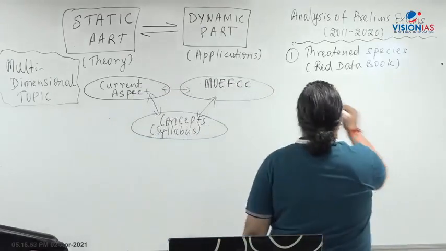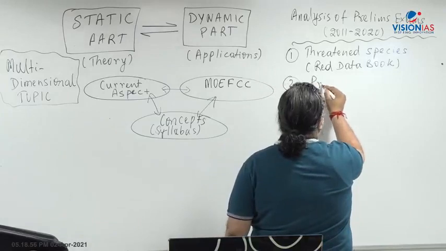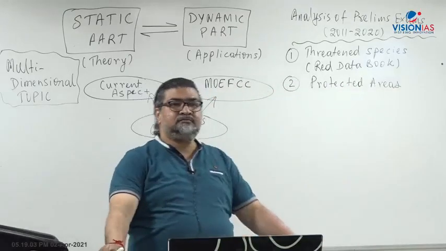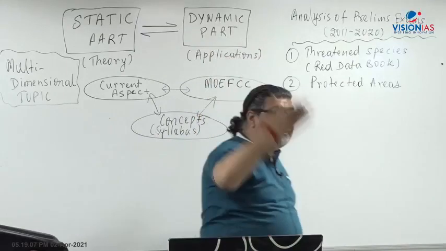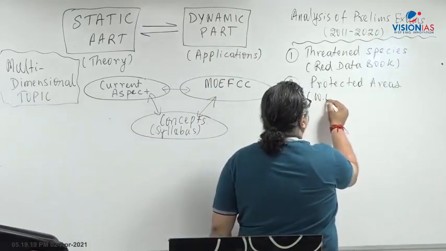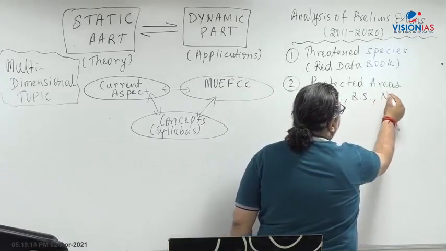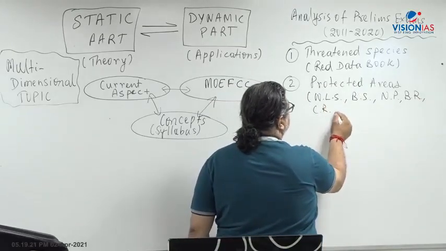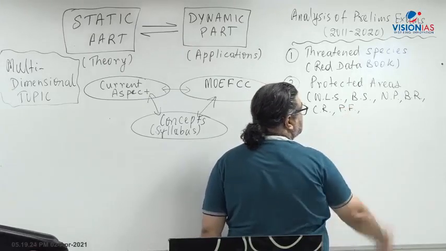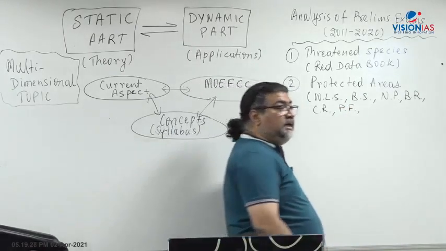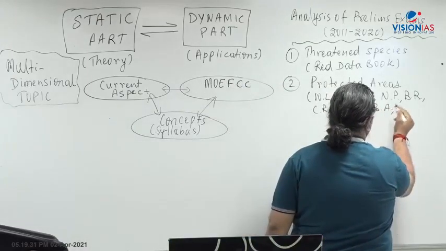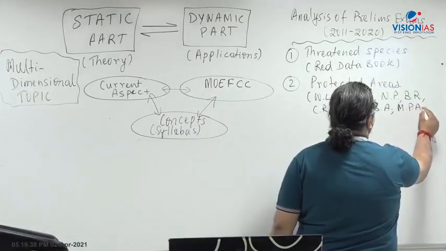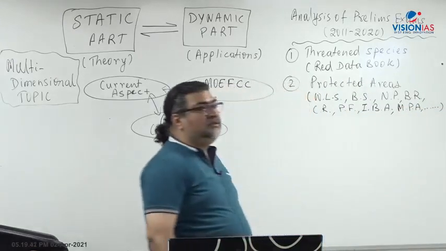Then the second aspect which you need to be aware of is the protected areas network, the conservation part of it. We have an entire list of protected areas in the country. Let's say wildlife sanctuary, bird sanctuary, national parks, biosphere reserves, community reserve, protected forest, important bird areas, IBAs, MPA, marine protected areas. We have so many measures by which we have declared protected areas.